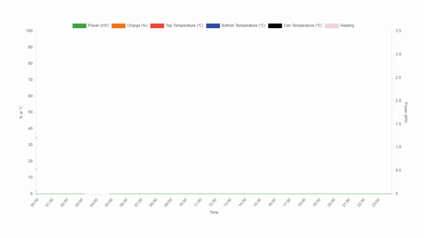This graph has been generated by the Mixergy tank itself. The orange line represents the percentage charge, which is essentially the amount of hot water in the tank. The red and blue lines represent the temperature of the water at the top and bottom of the tank. The shaded pink area shows when the tank is being heated, and a green line indicates the power being consumed.